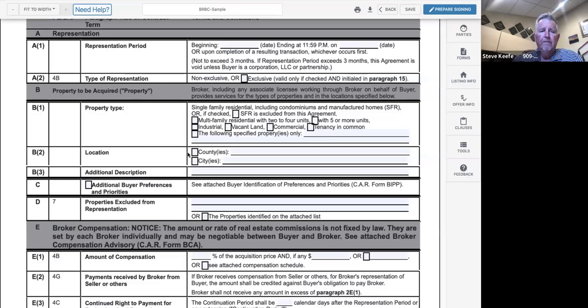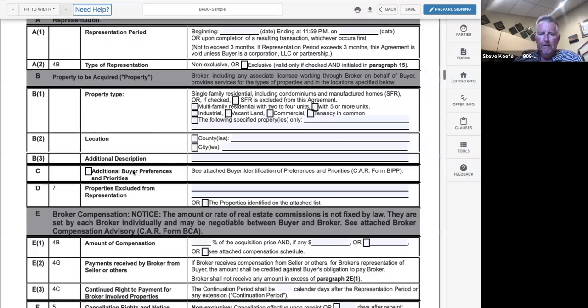B2 is the location. So this defaults to typically counties. I would say that you would probably check San Bernardino County, or you would check under city. You might put zip codes and add the zip codes. You can also use this additional description if you want to put, for these zip code areas. But I would probably, for our purposes, just put San Bernardino or San Bernardino Mountain Communities.